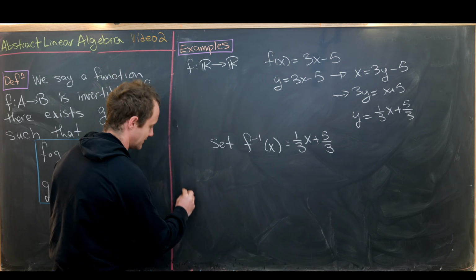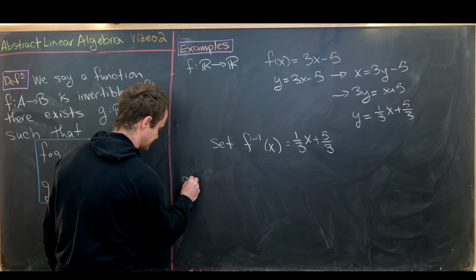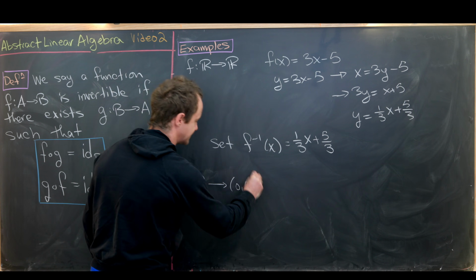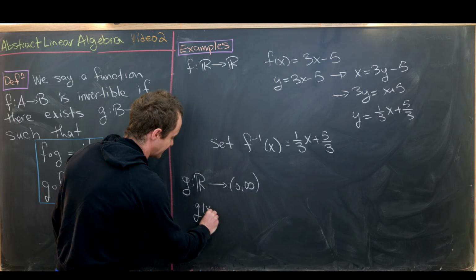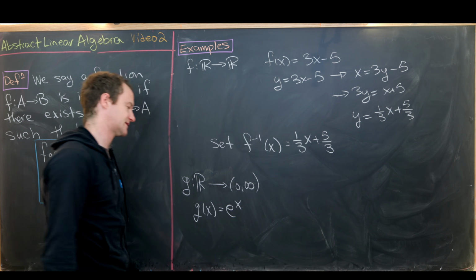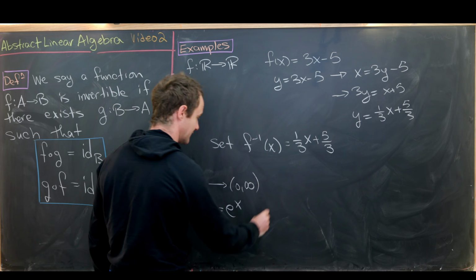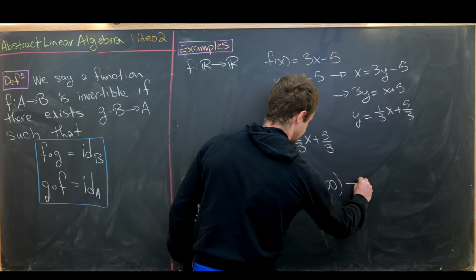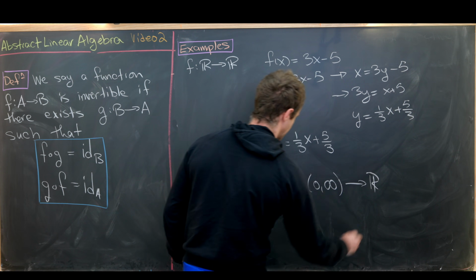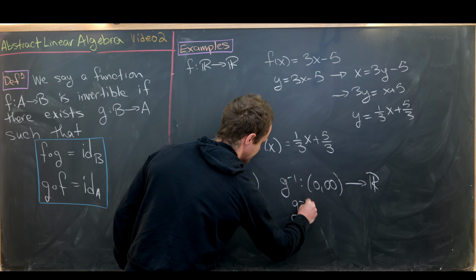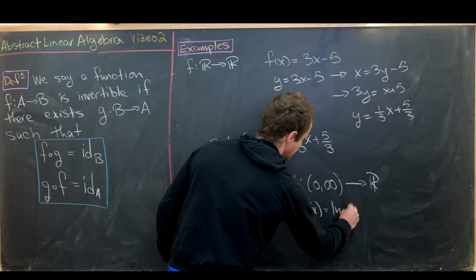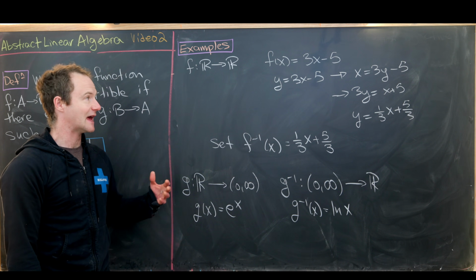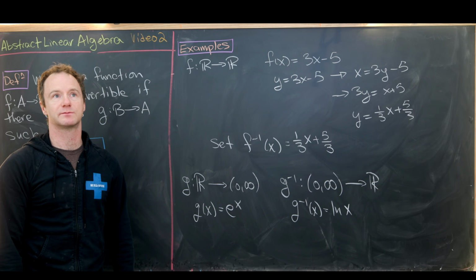Then maybe another example. Let's define g from R to the open interval 0 to infinity, where g of x is equal to e to the x. And then this has an inverse function, g inverse, which goes from the open interval 0 to infinity to the real numbers, which is the natural log. So g inverse of x is equal to the natural log of x. Good. So there are a couple of examples. Now let's move on to talking about permutations.